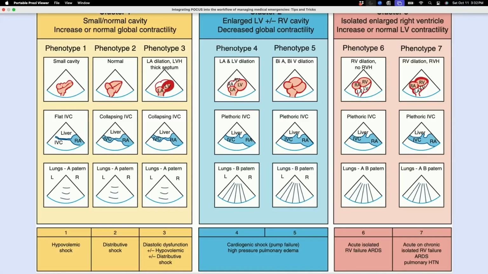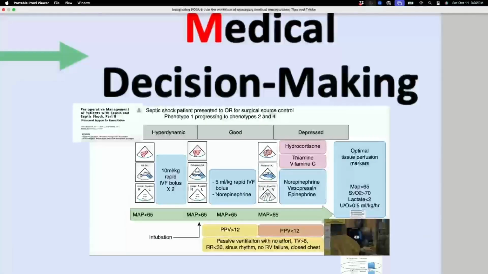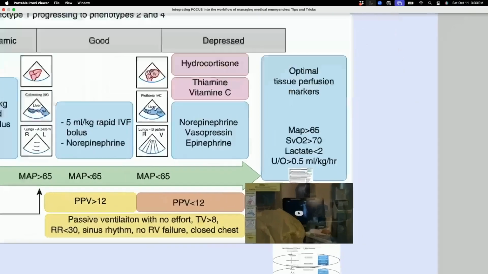These are the phenotypes. Basically, the yellow cluster is when there's a good ventricular function. The blue cluster correlates to pump failure, when the LV is not squeezing well, severe left ventricular dysfunction. And then the red is severe isolated RV systolic dysfunction and dilation, where the RV is bigger than the LV. We developed these hemodynamic management cards, so for each hemodynamic phenotype or cluster, there's a specific card that we utilize.